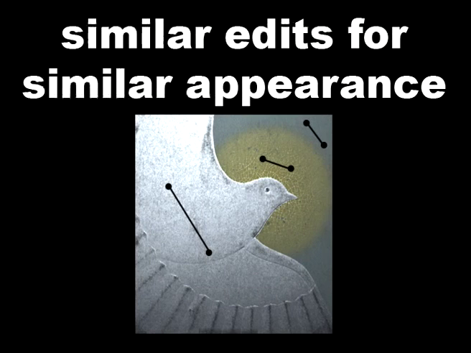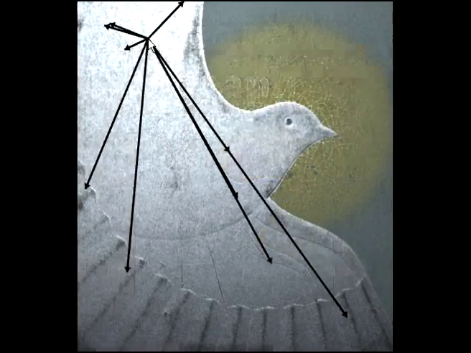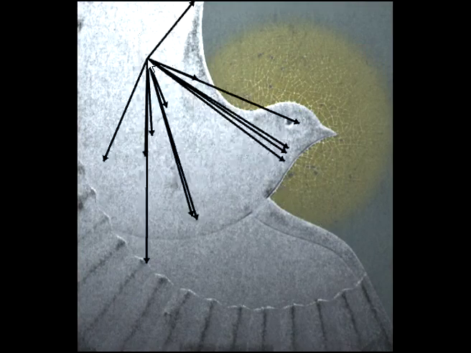In order to respect material boundaries during propagation, we enforce the policy that points with similar appearance will receive similar edits. This is done by encoding the relationship between all pairs of points by building a sparse graph that connects each point to its n nearest neighbors in appearance.